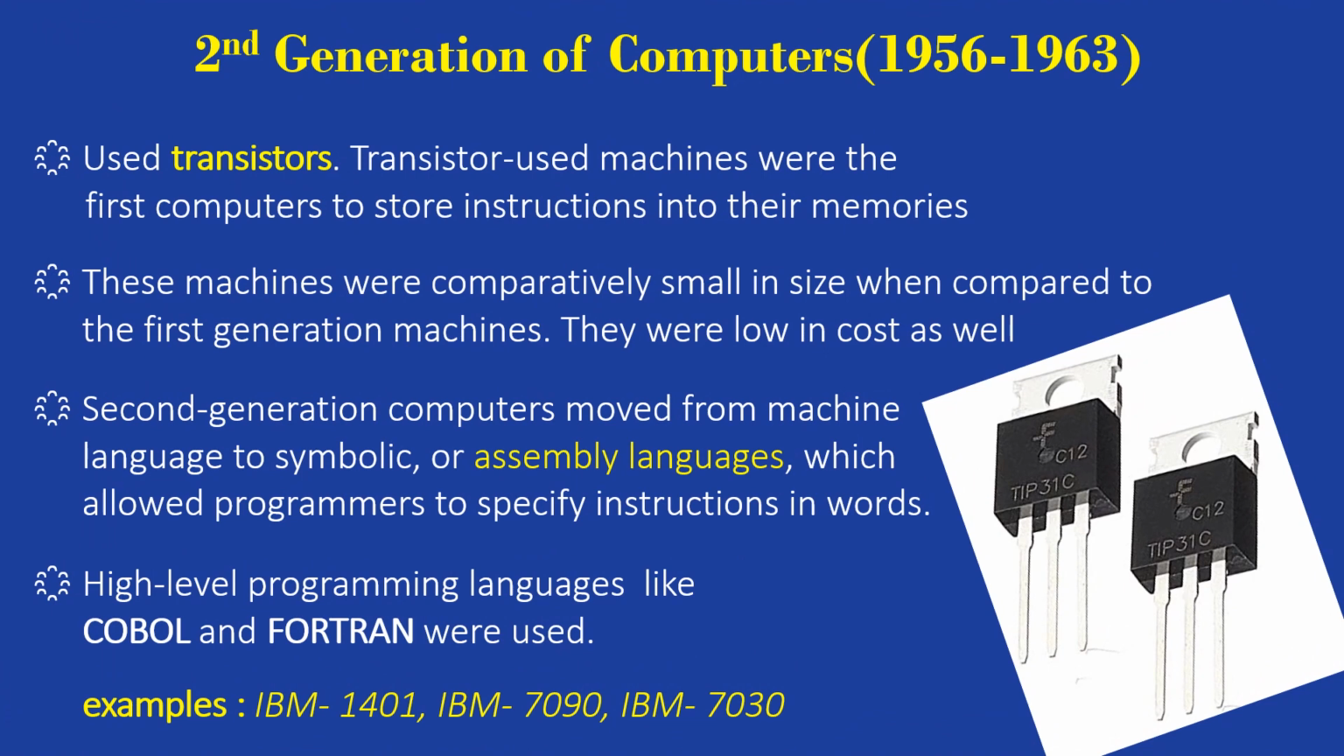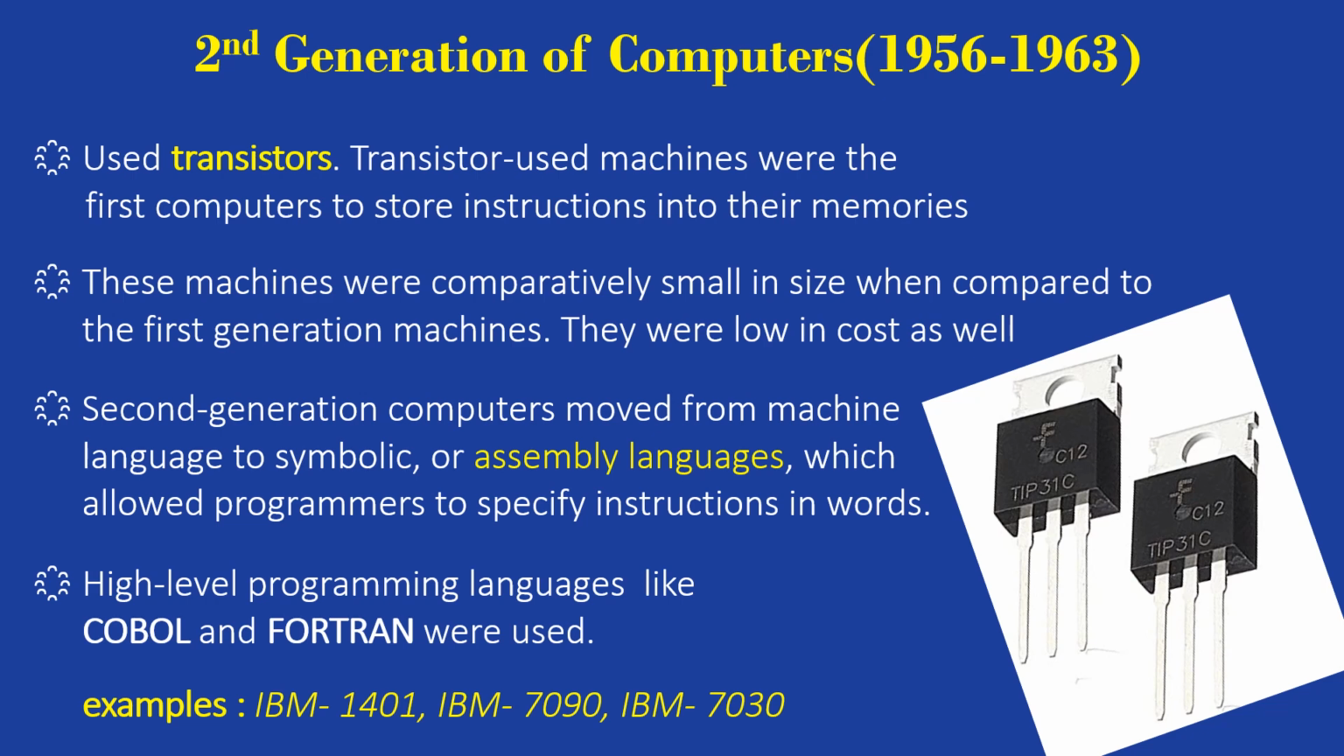Now, second generation computers. It started in 1956 and lasted to 1963. In this generation, vacuum tubes were replaced by transistors. Transistors are semiconductors which could work as switches. Transistor-used machines were the first computers to store instructions in their memories.